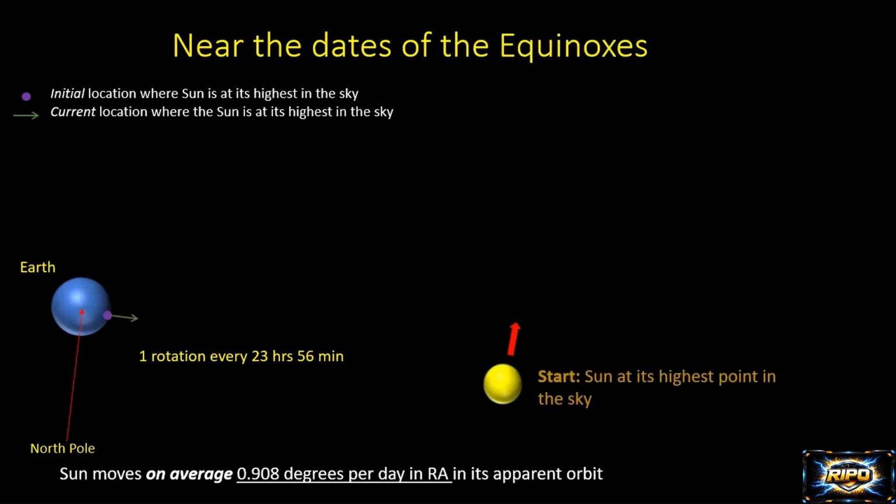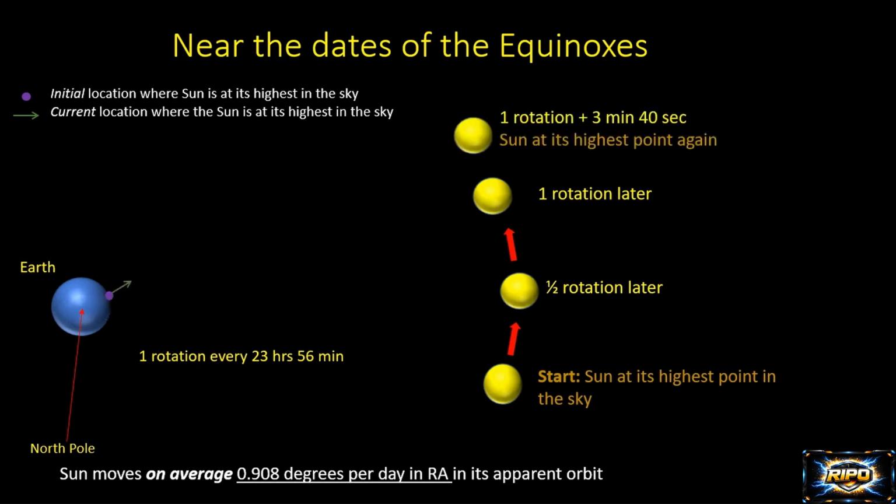Around the time of the equinoxes in March and September, when the right ascension of the Sun is changing slowly in its apparent orbit, it takes slightly less than 1 rotation plus 4 minutes for the Sun to be at the highest point in the sky on the following day. So this means the solar day is slightly shorter than 24 hours.